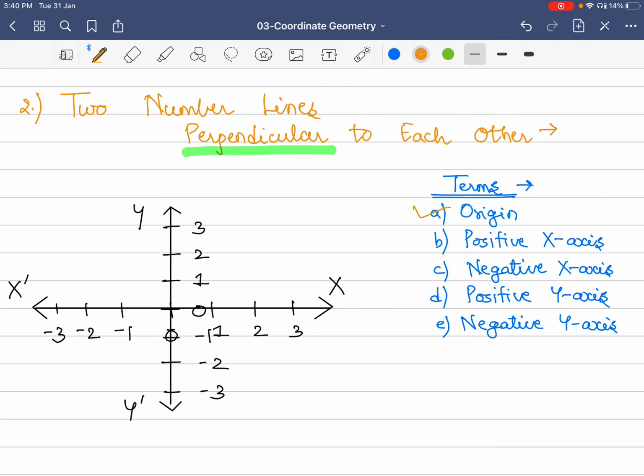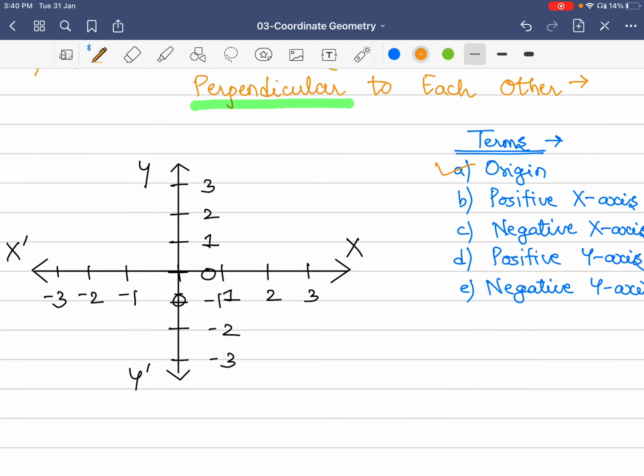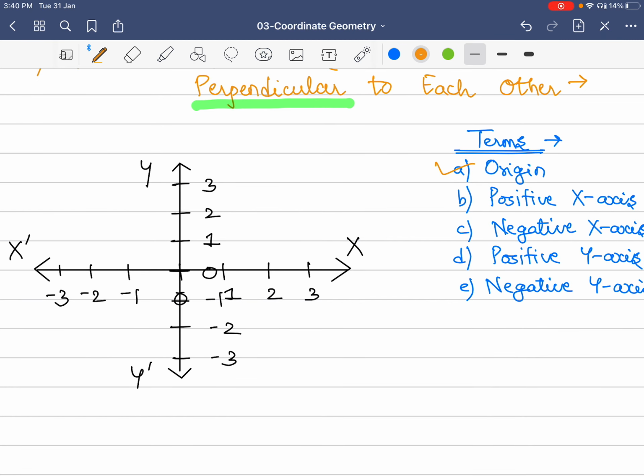So let me in fact note it down. Let's use a different color. So this is our positive x-axis. So I'm going to write it positive. So this is our positive x-axis. Okay, done. What is negative axis? This side. It's called negative x-axis.